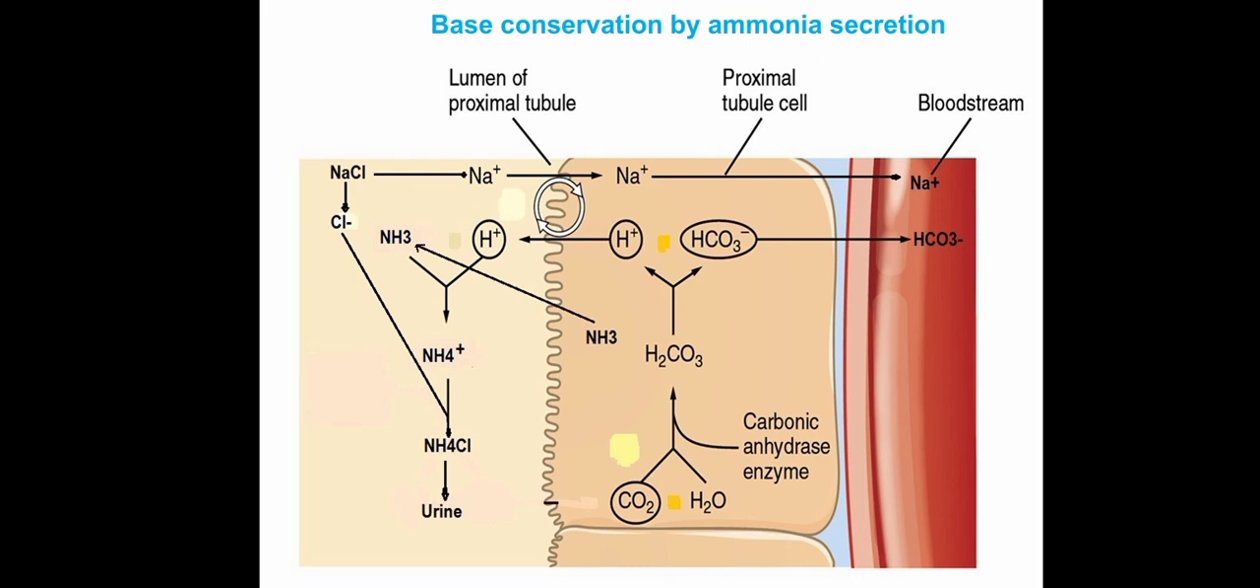Ammonia is synthesized by the epithelial cells of the proximal convoluted tubule and the distal tubules, and this ammonia is secreted into the tubular lumen. I repeat, ammonia is synthesized inside the epithelial cells of the proximal and distal tubules, and this ammonia is secreted into the lumen of these tubules.